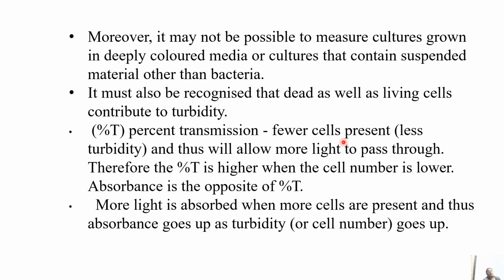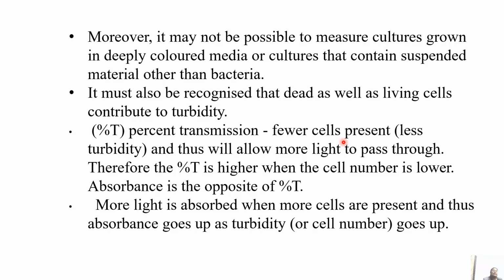Okay. So if there are fewer cells present, there is less turbidity and this will allow more light to pass through, as I explained in the previous slide. So the percentage transmission is higher when the cell number is lower. Okay, but the absorbance or OD is lower. Absorbance is the opposite of percentage transmittance. So more light is absorbed when more cells are present, and this absorbance goes up as turbidity goes up.